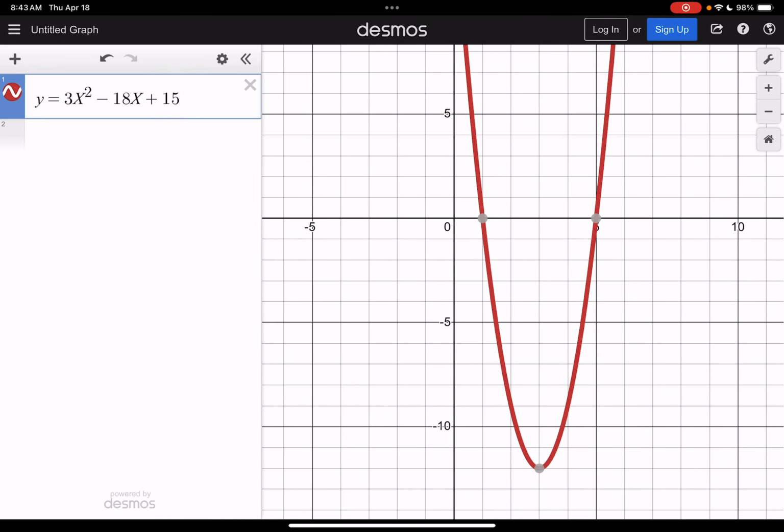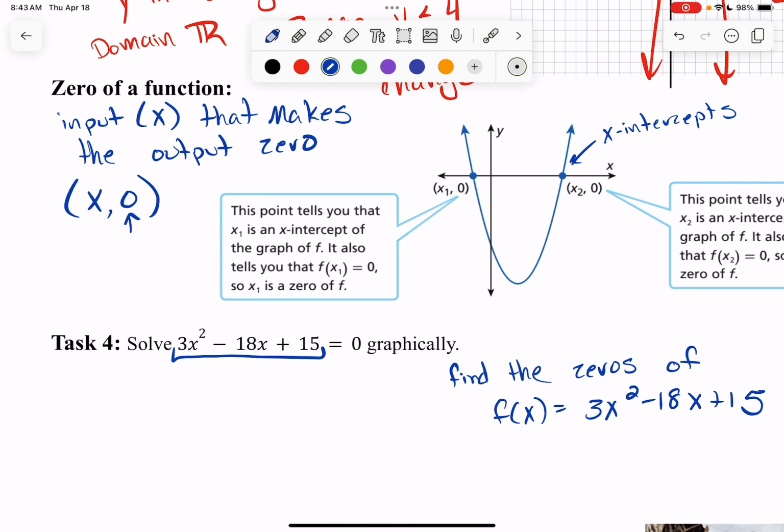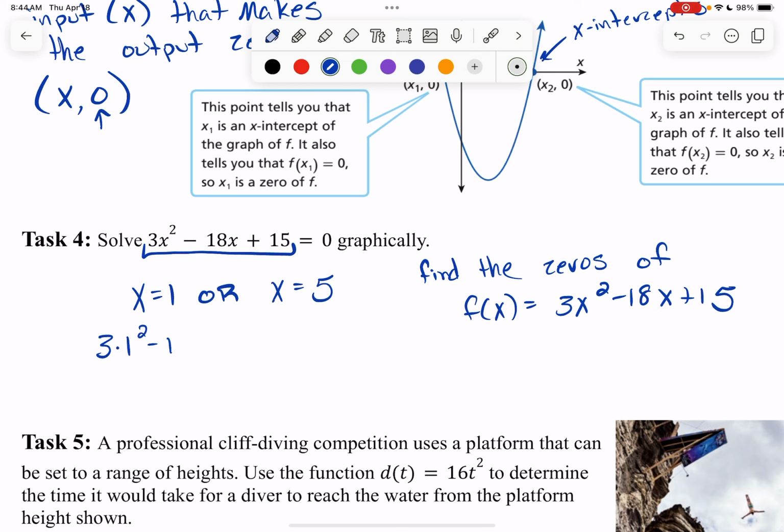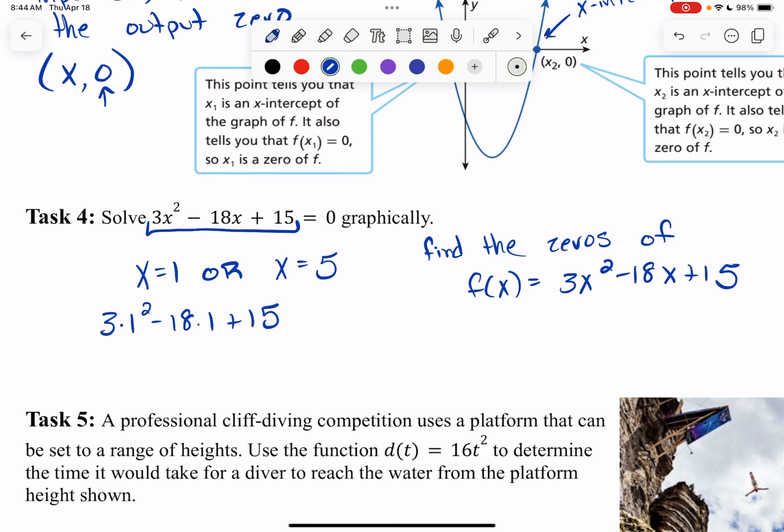I can just tap those points that pop up there. 1 and 5. Those are the two numbers that, when I put them into this function, x would be 1 or x would be 5. Either one will work. If I plug them in, 3 times 1 to the second minus 18 times 1 plus 15, it might look like this isn't going to work, but it will.